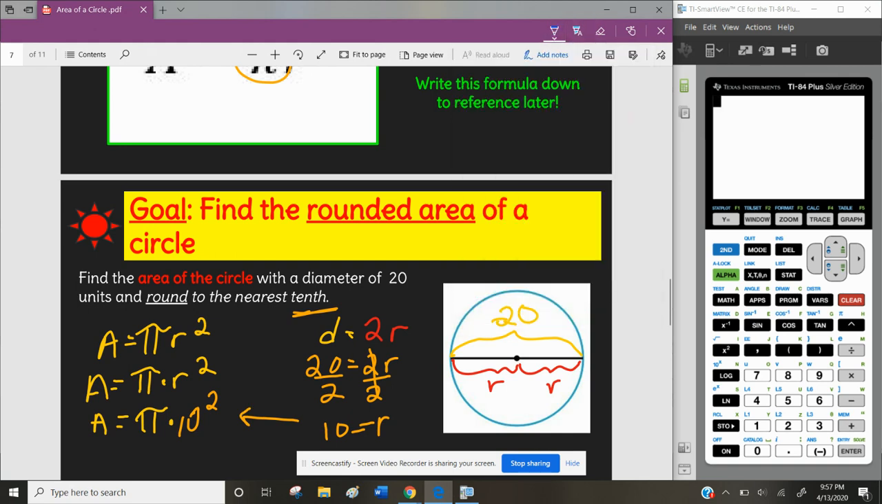And when we substitute this in, we're going to do that right in our calculator. 10 squared happens first by order of operations, times our pi. It's not going to matter in your calculator what order you enter it into. We get 314.15... And since we want the tenth, so the 1 is in the tenth place, I look next to it, there's a 5, so our rounded answer is 314.2.